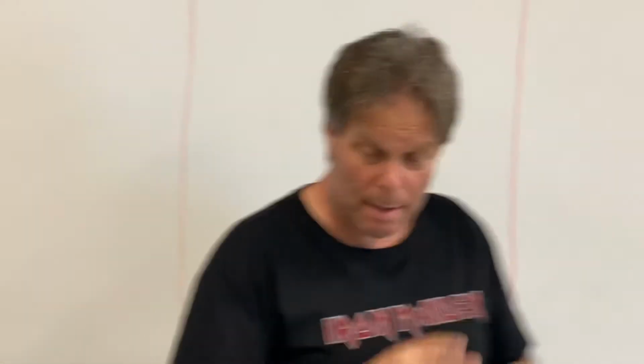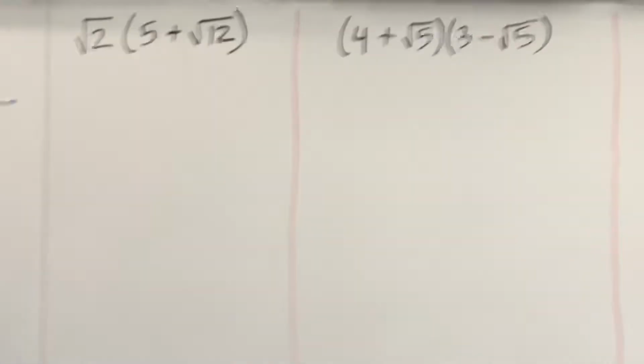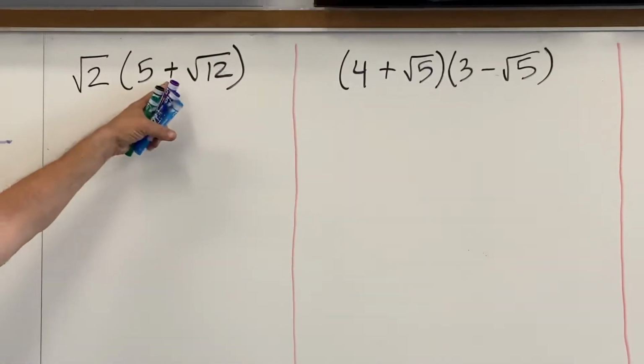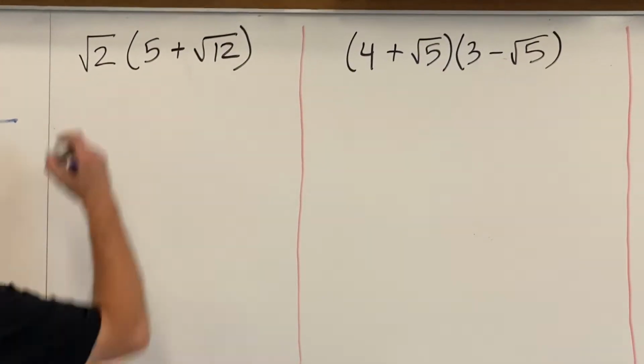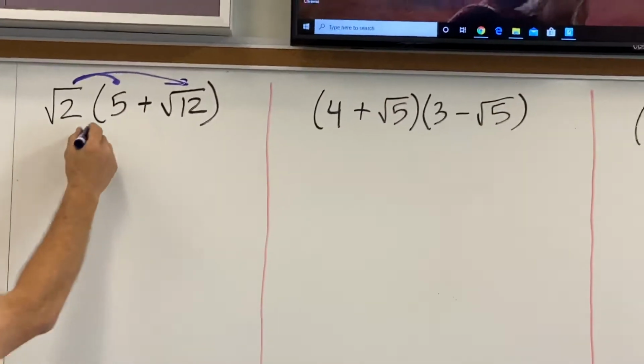Alrighty. Now, this guy, right here. This is just distributive property. Look, this is stuck by a plus or minus. So I basically have to distribute the root 2 to both of those guys. So look what I'm going to get.